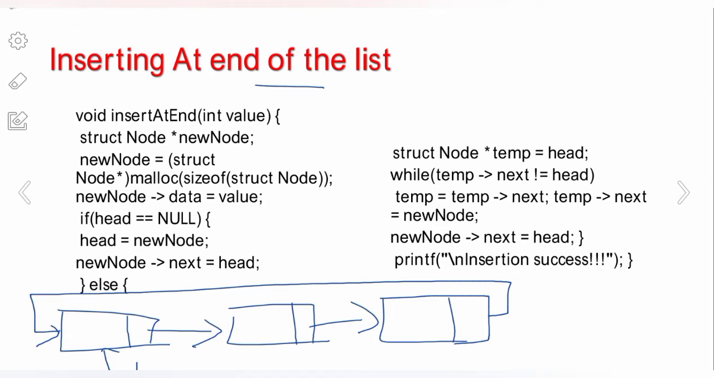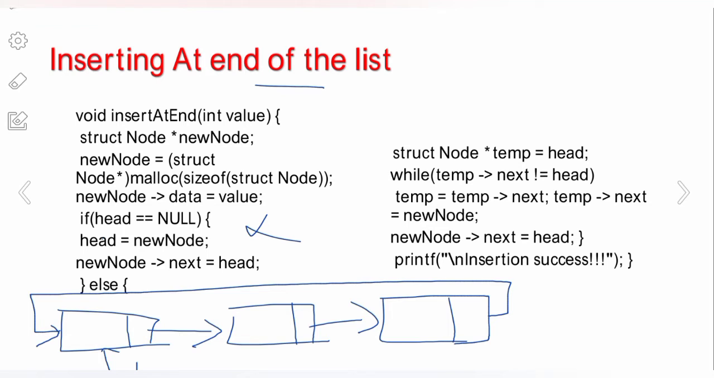If the head value is null, the head will become the new node and it will point to itself, and it will become a single circular linked list node. But it is not, so we are going to skip this part and come to the else part. In the else part, we are going to execute the next statements here.